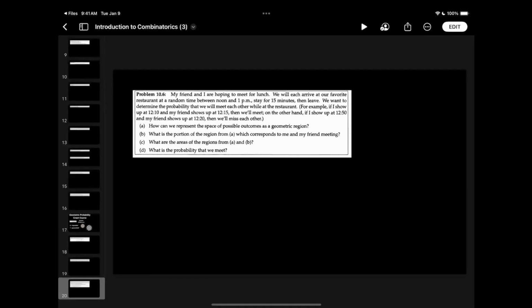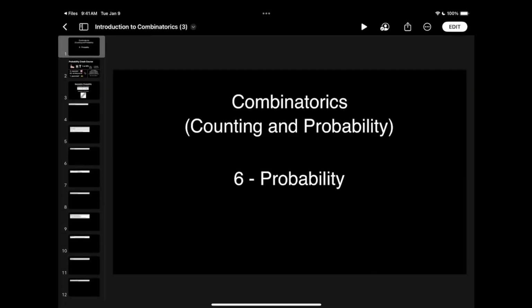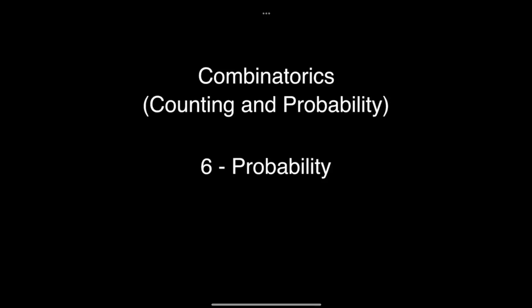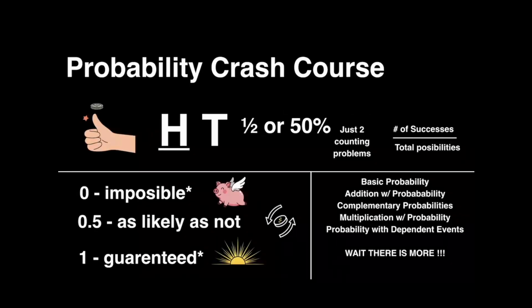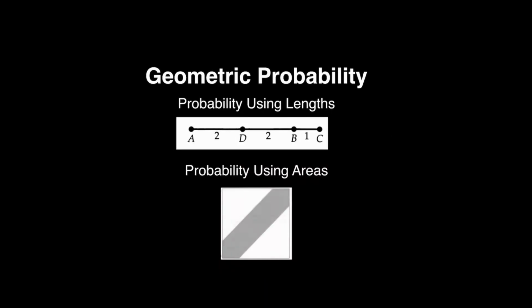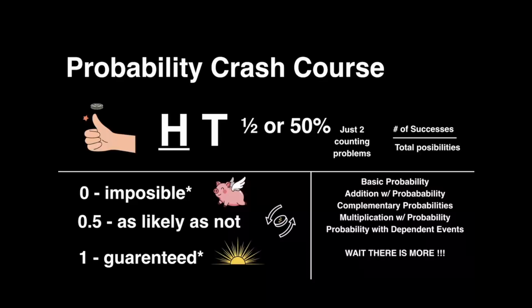So this was a pretty long video, and we went over a lot of topics. So let's just do a final recap. In probability, we discussed what are probabilities, how to turn them into counting problems. We went over basic probability problems, how to use addition to do ORs, complementary probabilities, how to use multiplication for ANDs, and how to do probability with dependent events, probability using lengths and areas, as well as some special cases like impossible or really, really unlikely, or guaranteed or almost always.